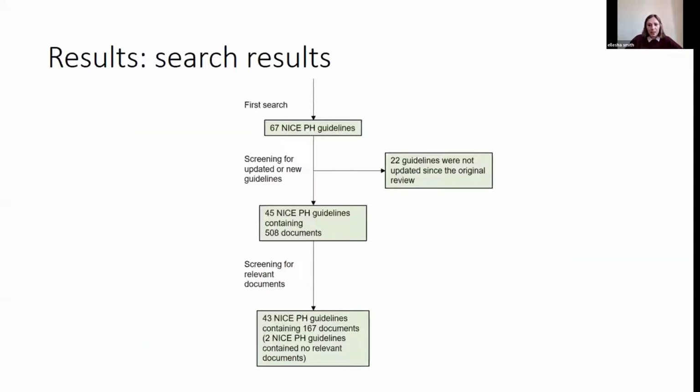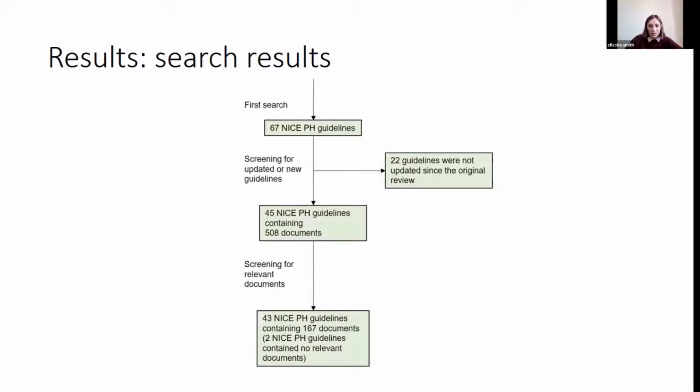So this is a summary flow diagram describing the literature search. There were 67 NICE public health guidelines available on the NICE website. Since the previous review, 22 guidelines had not been updated, and the results from the previous review were used for comparison to the 45 guidelines that were either newly published or updated. The 45 guidelines consisted of 508 documents that were assessed for relevance, and 2 of the NICE public health guidelines did not include any report that met the inclusion criteria.